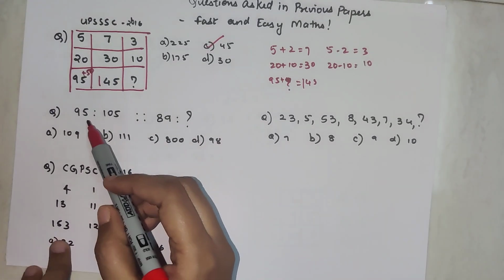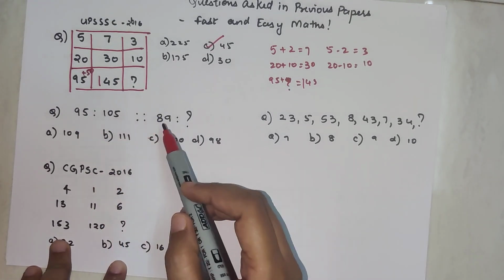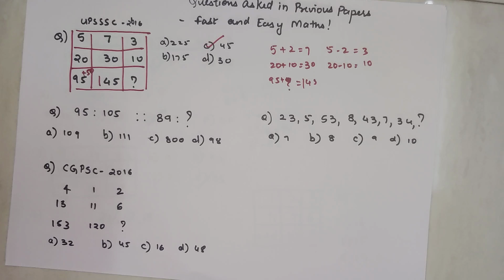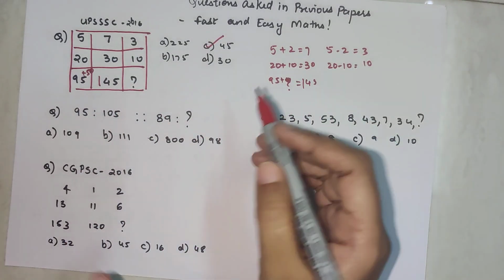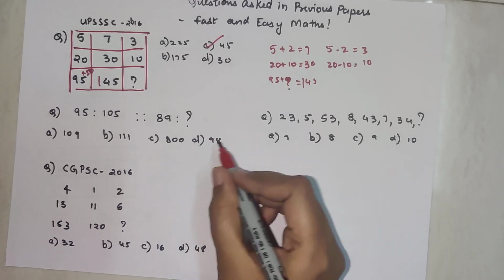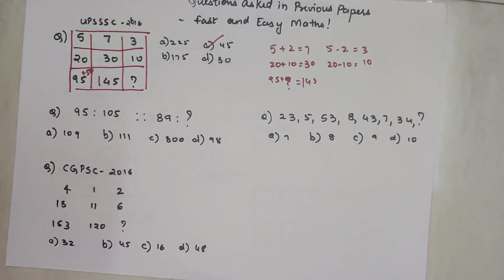So over here we have 95 is to 105 and 89 is to what? Most of you would have done what? This is plus 10, so add 10. Over here also I should do plus 10, I should get 99. Unfortunately, 99 is not a part of your answer. Then in this case, what you should do, I will tell you in 1 second.